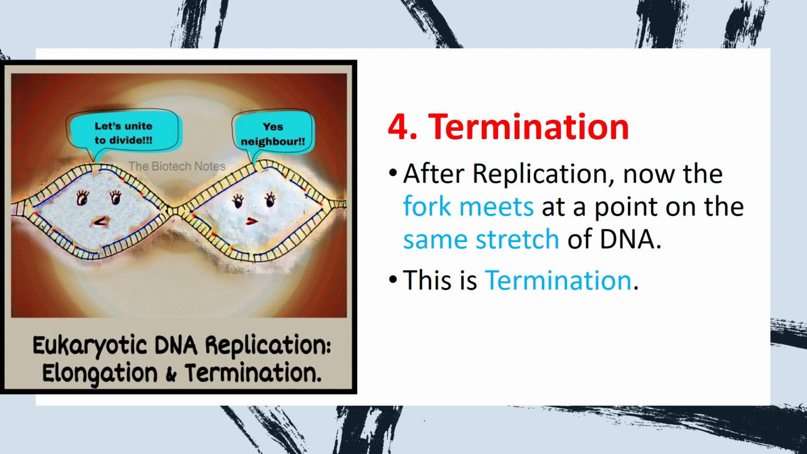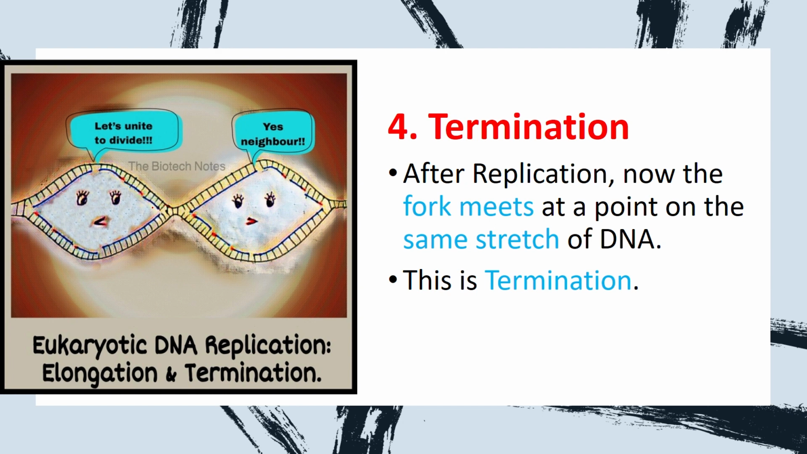This elongation, or this formation of the new strand, should stop now. So what happens? Look at this image. After the formation of the strand, the old strands will curve and come and join at a point. At this point it will divide. After replication, the fork meets at a point on the same stretch of DNA. I will show you once again.